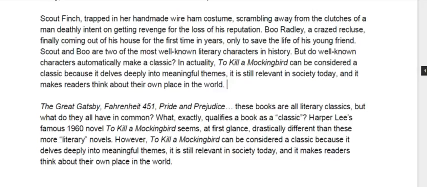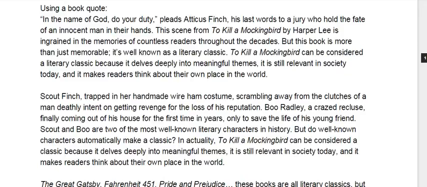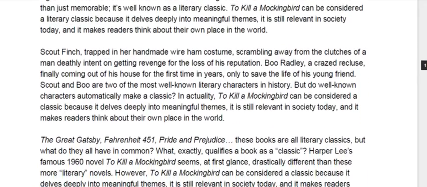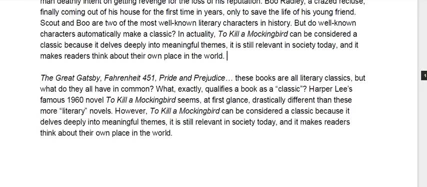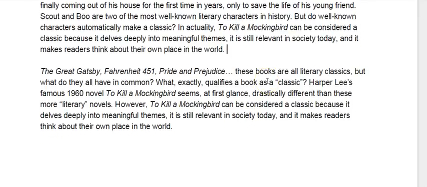And then my last kind of thing I came up with: instead of going with the To Kill a Mockingbird intro, you could talk about classics at the beginning. You could do this a number of ways, but one thing I thought of would be talking about classics in general. So my fake intro is: The Great Gatsby, Fahrenheit 451, Pride and Prejudice. These books are all literary classics, but what do they all have in common? What exactly qualifies a book as a classic? Harper Lee's famous 1960 novel To Kill a Mockingbird seems, at first glance, drastically different than these more literary novels. However, To Kill a Mockingbird can still be considered a classic because it does these things. So in this case, I introduced the idea of a classic before I start talking about the book specifically.